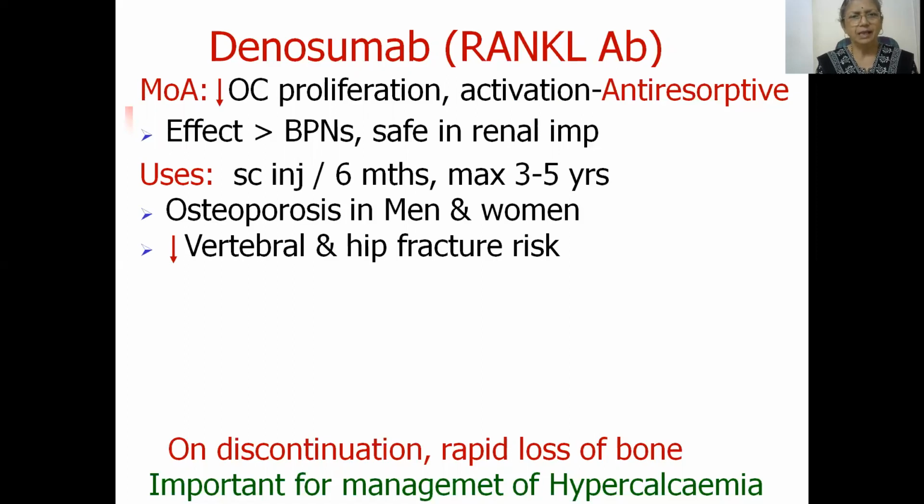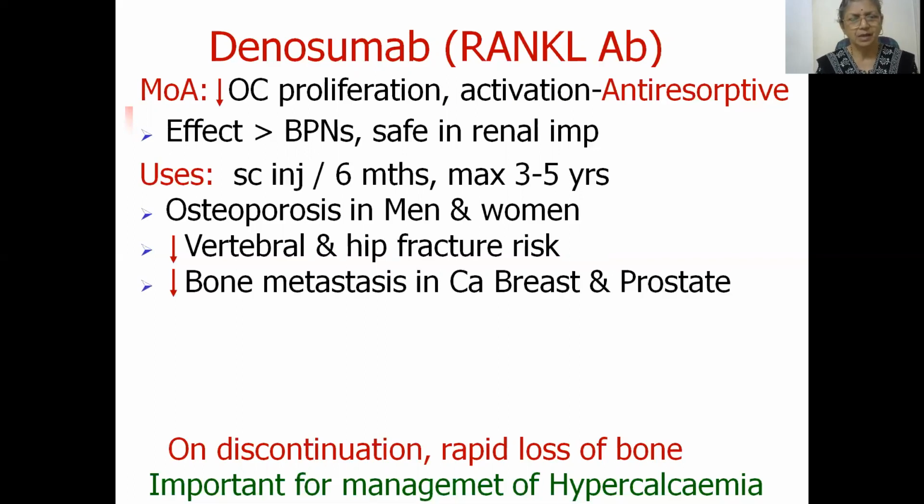It's again an available antibody, a protein, available as an injectable agent. Subcutaneous injections can be given every 6 months, and earlier it was recommended not to give beyond 3 to 5 years. It has been tried in osteoporosis, preventing or controlling osteoporosis in men and women, and it effectively reduced the incidence of vertebral fractures and hip fractures. However, it can also control the bone metastasis in CA breast and CA prostate.